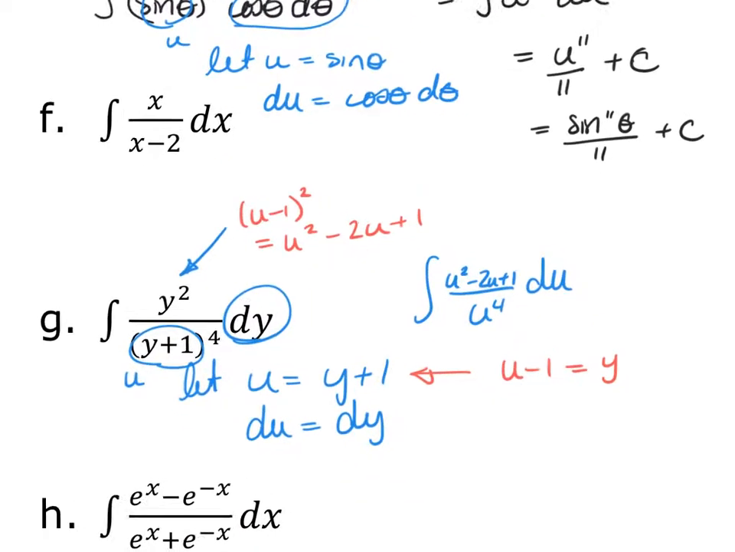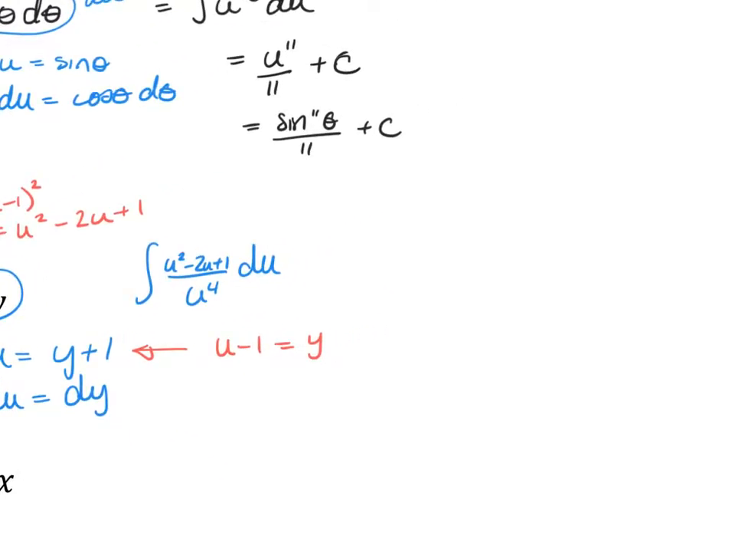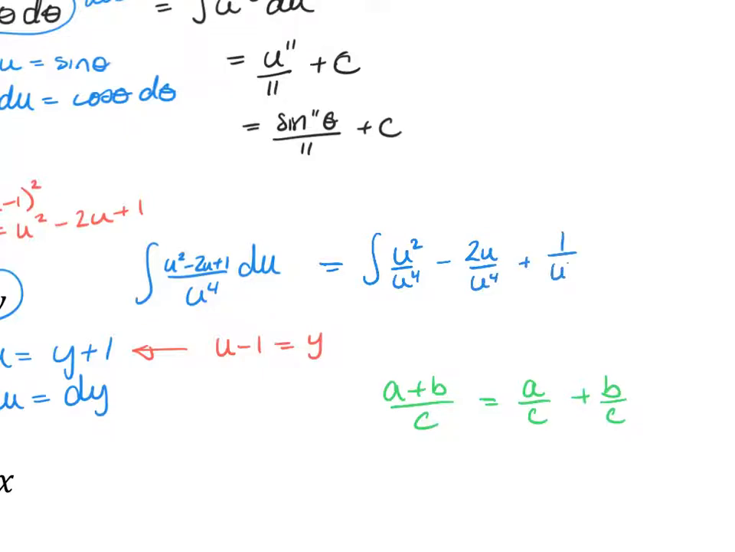And the reason I'm doing that is because I'm going to use this algebra rule that says if I have a plus b over c, then I can write this as a over c plus b over c. And that allows me to put u to the 4th under each one of those terms. So this is going to be equal to u squared over u to the 4th minus 2u over u to the 4th plus 1 over u to the 4th du.